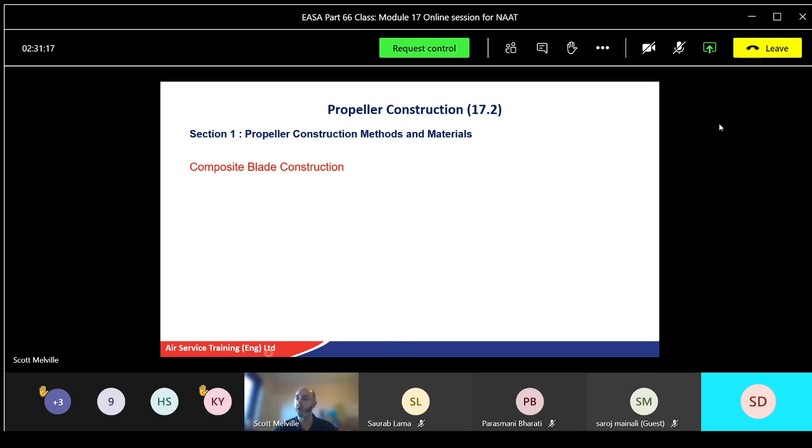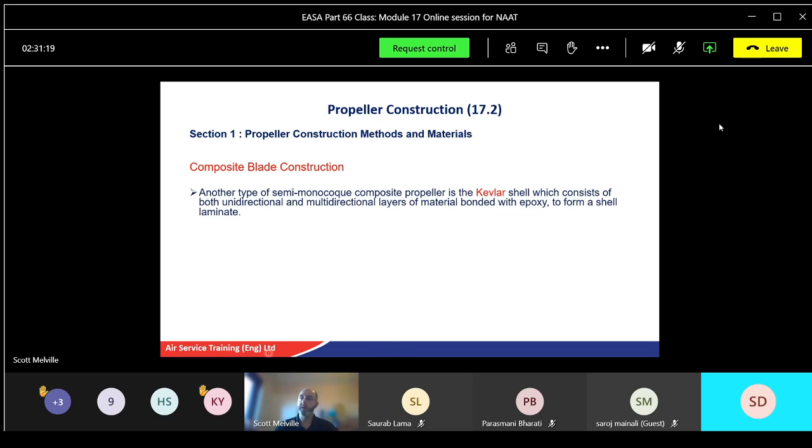Or semi-monocoque. Now, another type of semi-monocoque is the Kevlar. You've probably heard of Kevlar for bulletproof vests and stuff like that as well. A lot of it gets used in military type scenarios. Very strong, very lightweight, very durable. A lot better than carbon fibre.